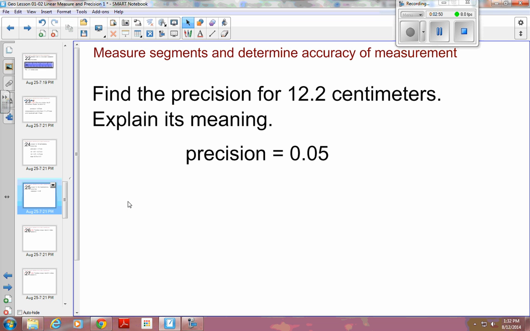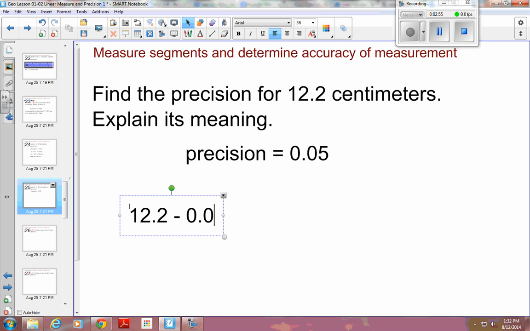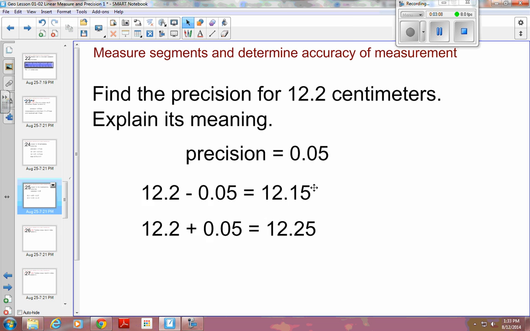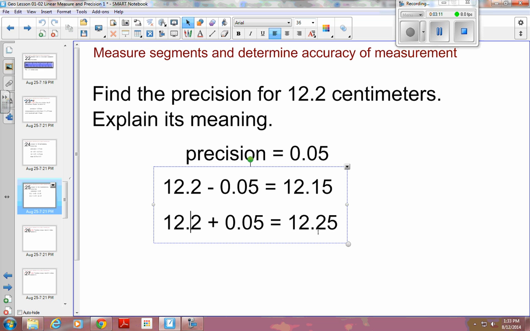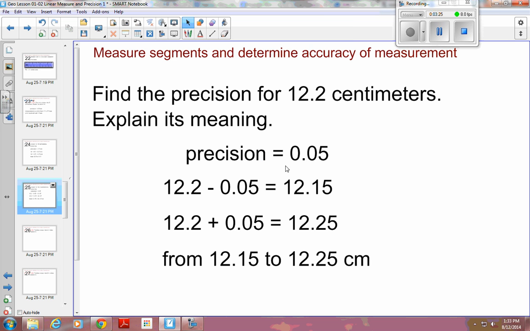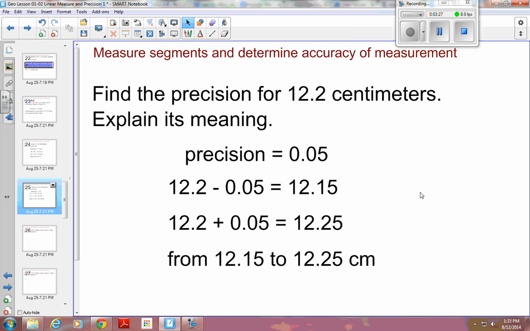Okay, so then what's the meaning? That means I could go anywhere from 12.2 minus 0.05, which would be 12.15, or I could be at 12.2 plus 0.05, which would be equal to 12.25. So my measurements, for me to call it 12.2 centimeters, could be anywhere from 12.15 to 12.25 centimeters. Again, here's my precision. This is explaining the meaning.